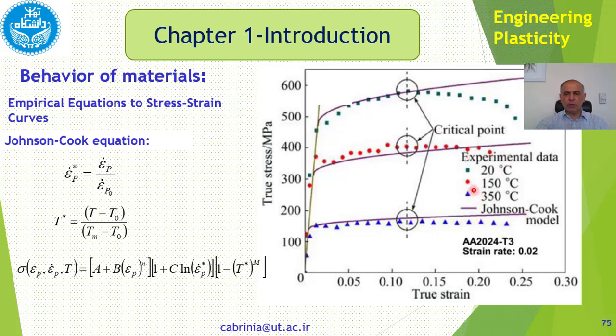For instance, here for 350 degrees C, you can see this Johnson-Cook gives very good results. For 150 also it gives good results, but for 20 degrees it doesn't, because you see the real data drops, but the Johnson-Cook continues like that, which is not correct. Okay, so this equation predicts the behavior of material at relatively high temperatures, and that's very helpful.